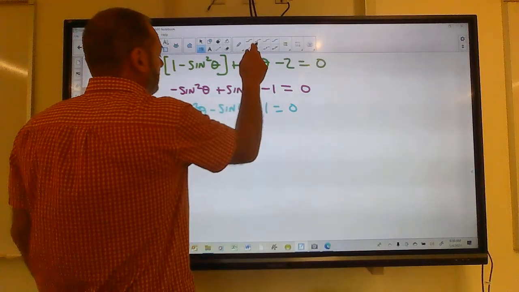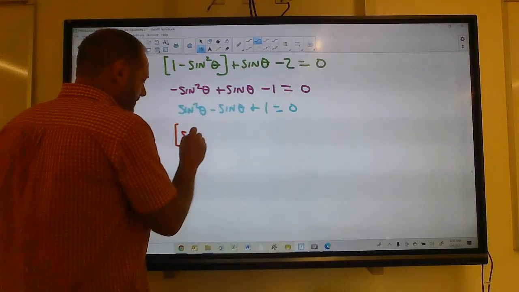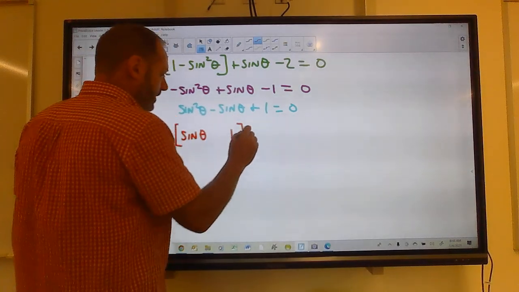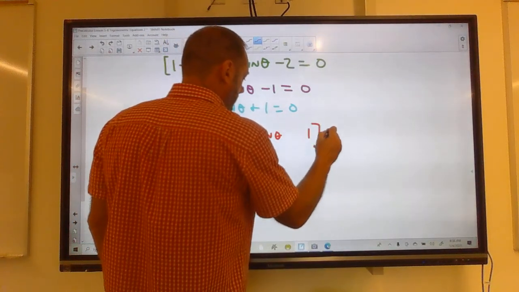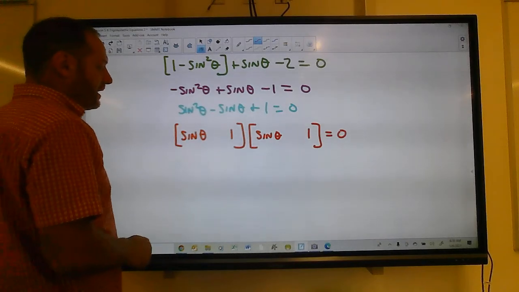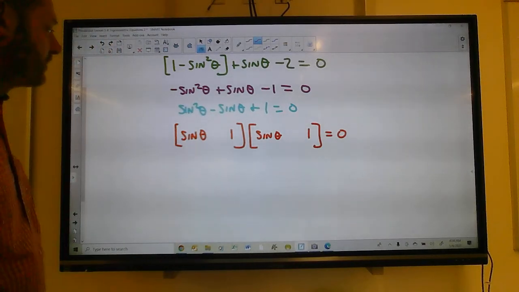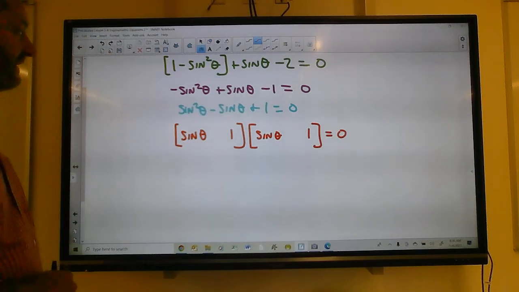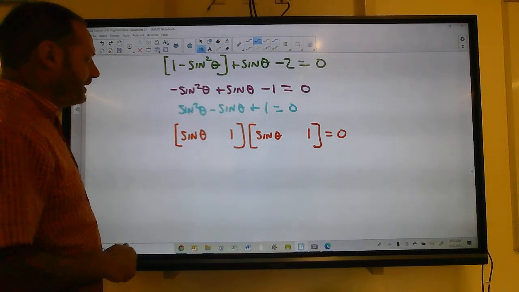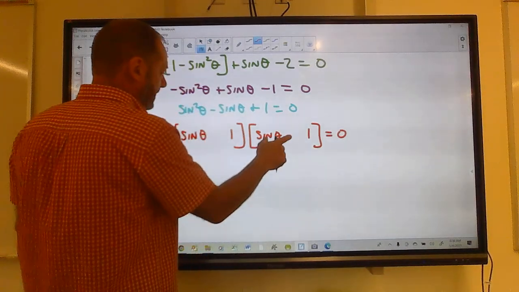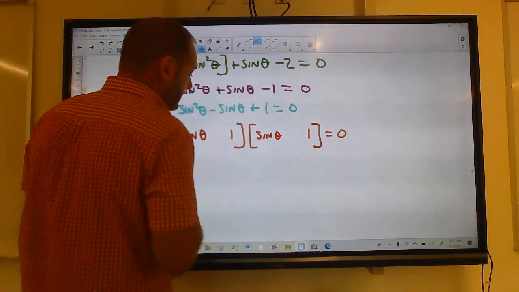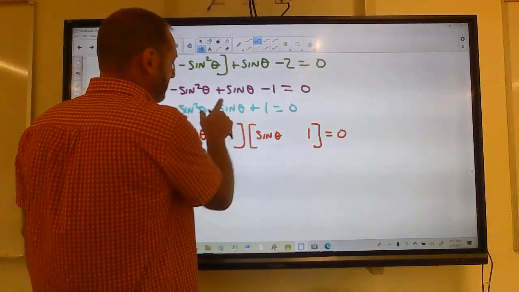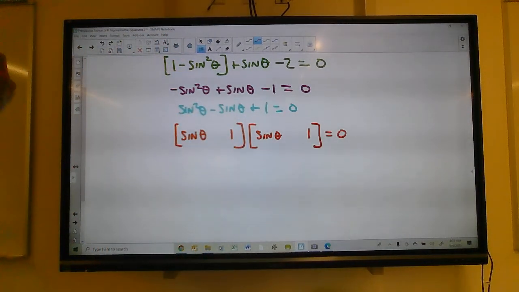Okay, so now I can factor. So I get sine theta and 1, because that's my only choices. And this is also going to be sine theta and 1 over here. And wow, now I got a problem. Because this is not factorable. Okay, I can't put a positive in here because that would make plus 2 sine. And I can't put a negative in here because that would make minus 2 sine. I can't put a plus or a minus in these because that would cancel that out altogether. Okay, so what do I do? Well, this is not factorable.